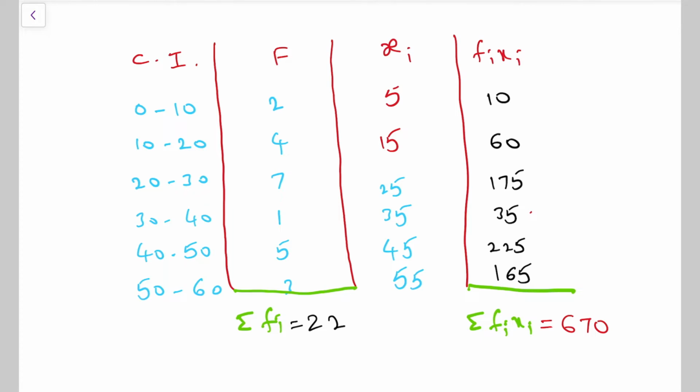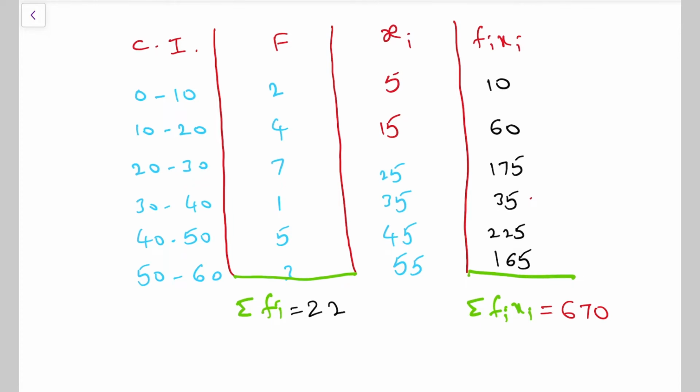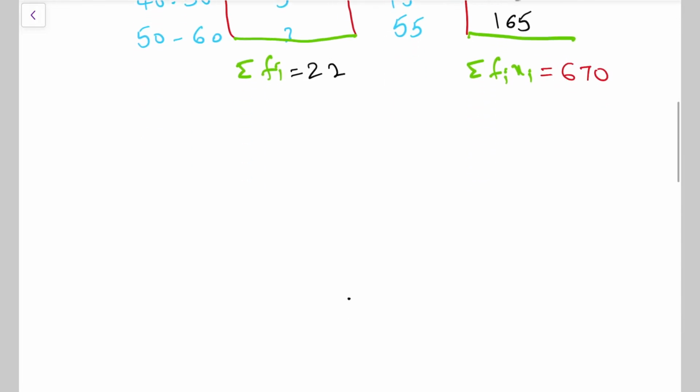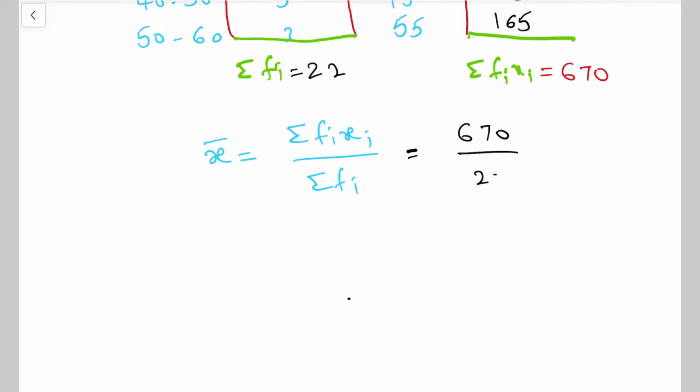So we are going to find the mean by direct method. The formula is mean x bar equals sigma fixi divided by sigma fi. This is the formula for direct method. So sigma fixi we got as 670 divided by sigma fi we got as 22. So 670 if we divide by 22 we will get the answer as 30.45. So the mean of the given data is 30.45.